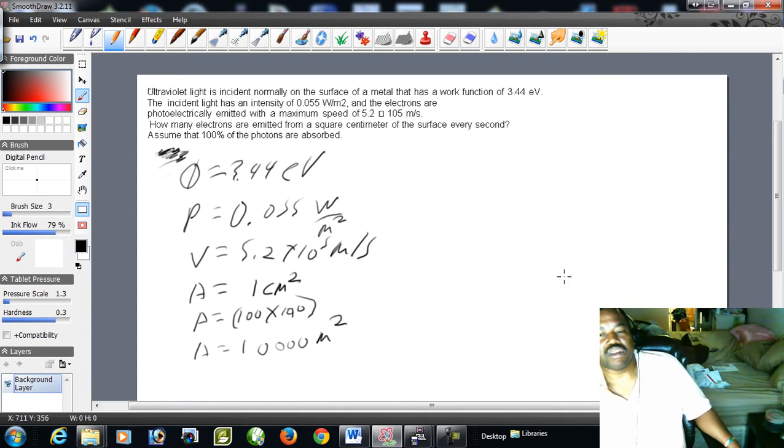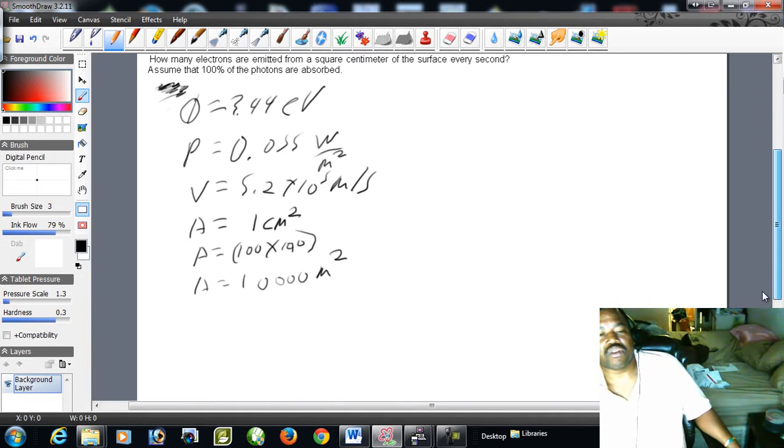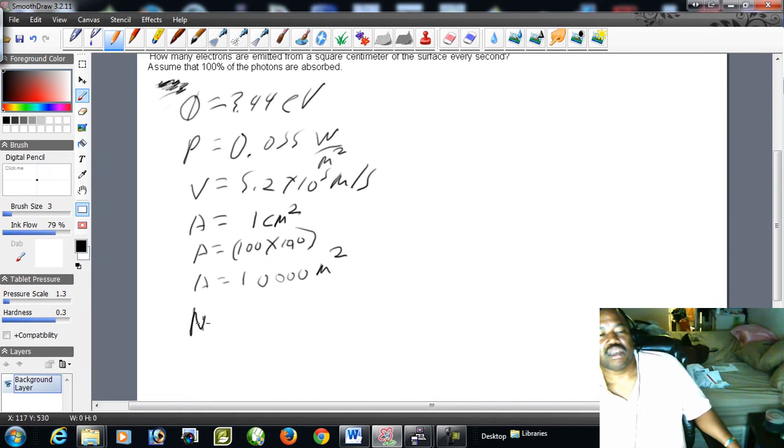How many electrons? So we're looking for the big N. Remember, E total is equal to N times E photon, divided by E photon, divided by E photon, that gives you N equals E total over E photon.